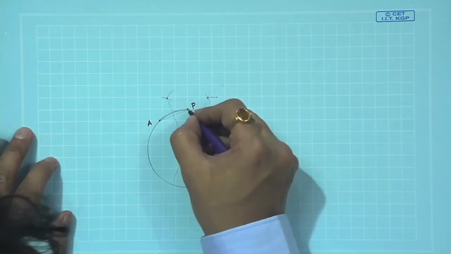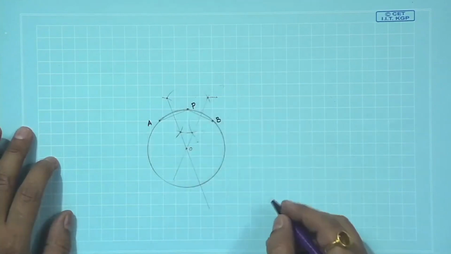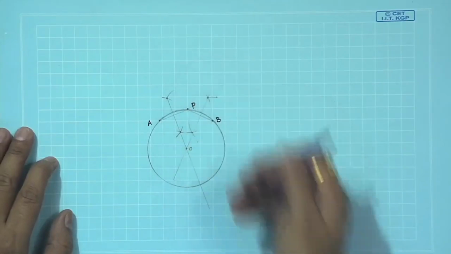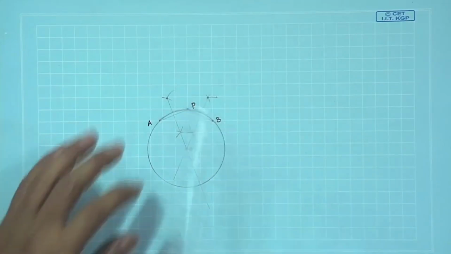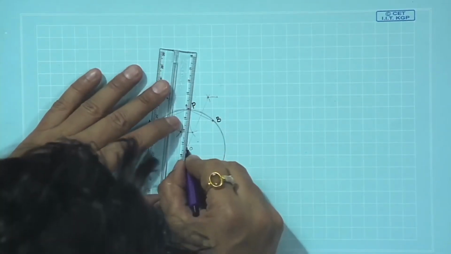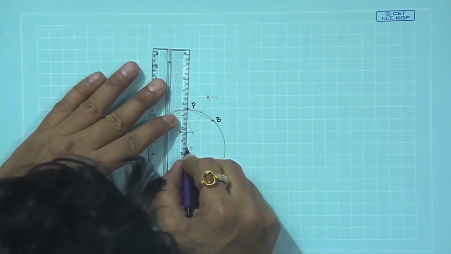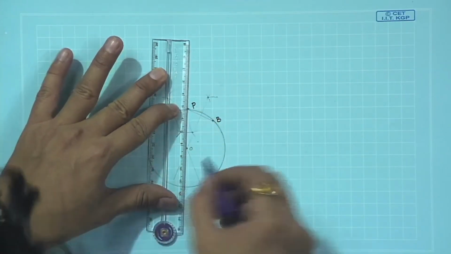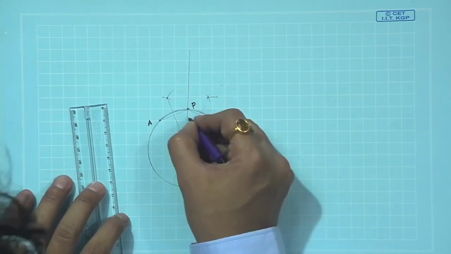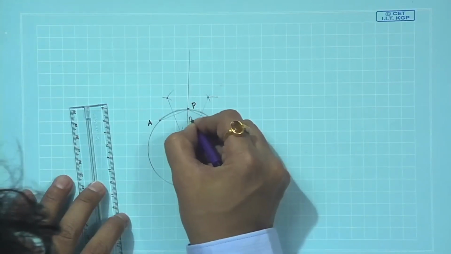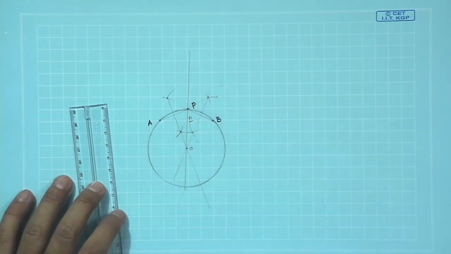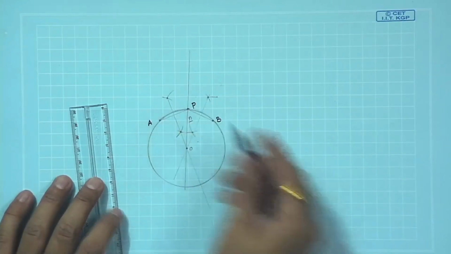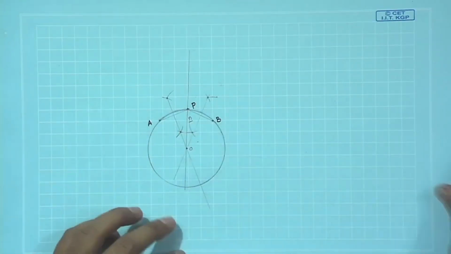Now, we would like to construct a line through O, P and extend to a point R, and this one we are calling the normal. This is the normal direction to that circle passing through point P. The tangent will always be perpendicular to this normal.